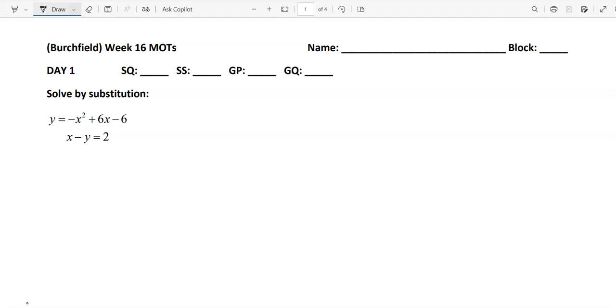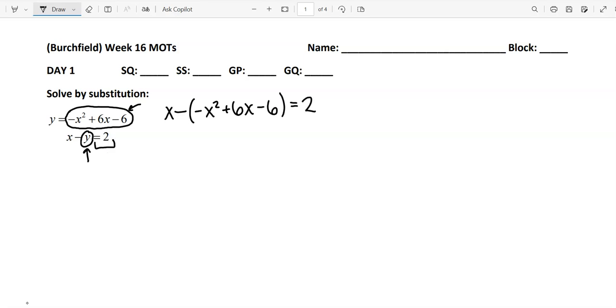So number 1, or the first problem, says solve by substitution. Substitution, we're going to take everything that y is equal to right here, and we're going to substitute it in for this y. And so we're going to have x minus, and then where this y was, we're going to have what this stuff is. So negative x squared plus 6x minus 6, and then we still have this equals 2.